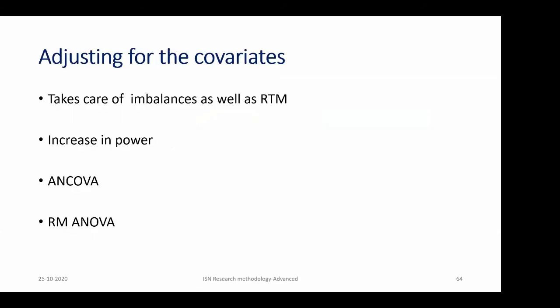So in such scenarios, you will have to use some other method called ANCOVA. It takes care of all the imbalances at the baseline as well as the regression to the mean. And it shows that if we use ANCOVA, even if we preset the power at 80%, the final power which we are going to get after ANCOVA might be much more than 80%.